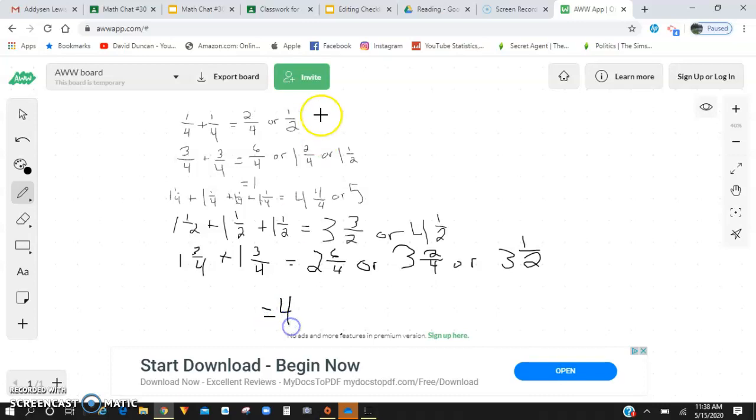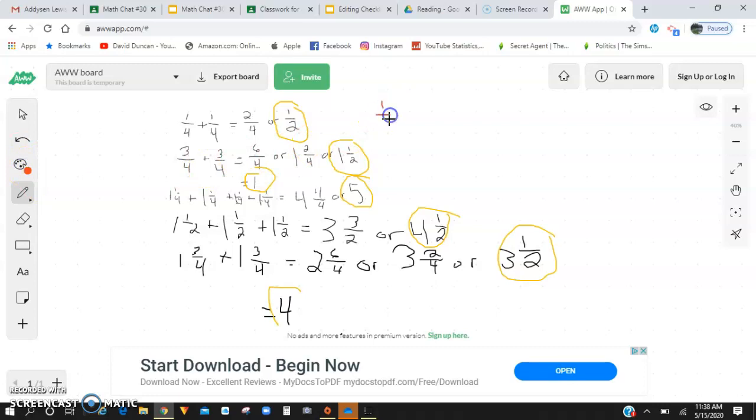So now what I need to do is add up all of my sums. So I need to add up 1/2, 1 1/2, 1 whole, 5, 4.5, 3.5, and 4. I'm going to add up all of those numbers, and I'll even write them up here for you guys so you can see them.